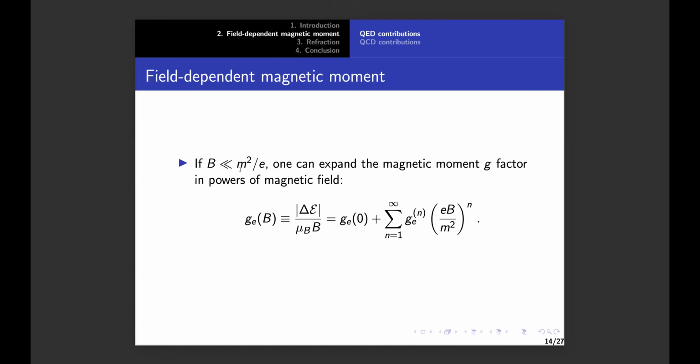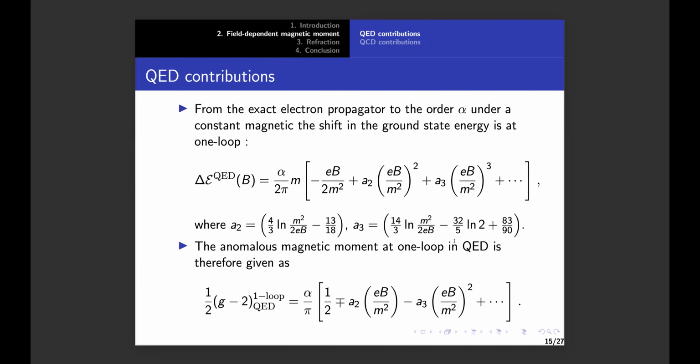For external B fields less than this cyclotron critical value, one can expand the g factor in powers of the magnetic field like this. In order to calculate the QED correction, one uses the exact electron propagator to order alpha under a constant magnetic field, calculated by Schwinger, and then one gets this one-loop exact QED energy shift. If you expand it in powers of the B field, you get this formula. Here A2 is this value and A3 is this one. If you apply this to the definition of g minus 2, the leading term is alpha over 2 pi, and the linear term, the B-dependent term, is given by this.